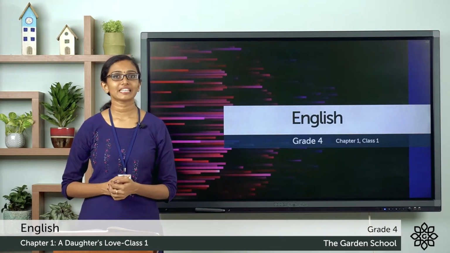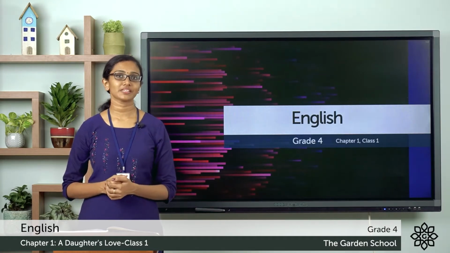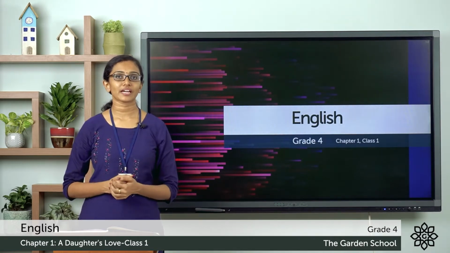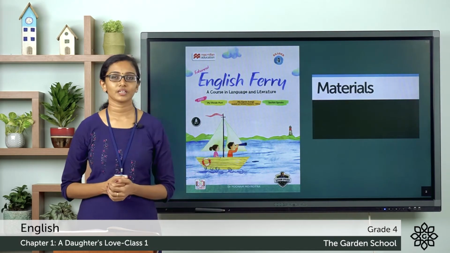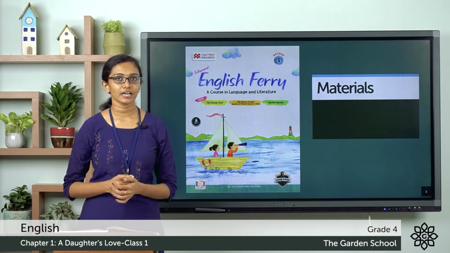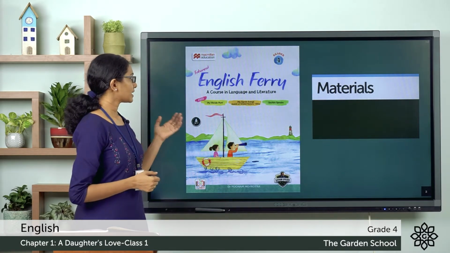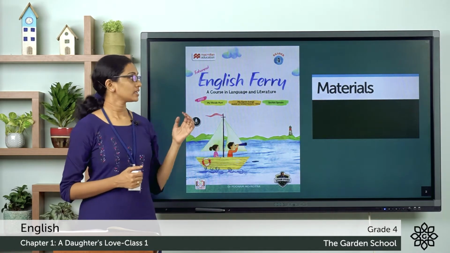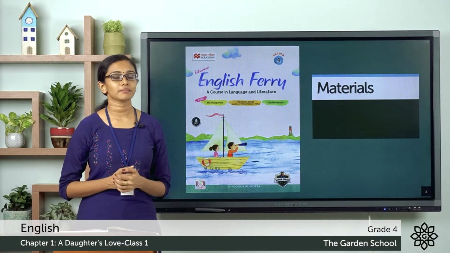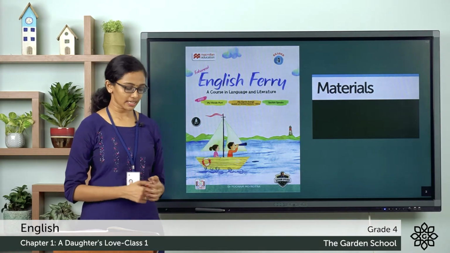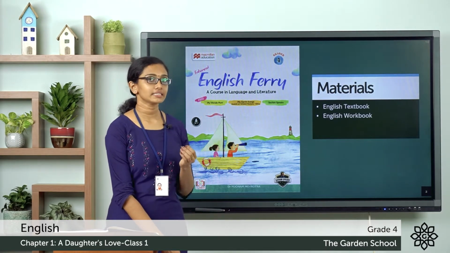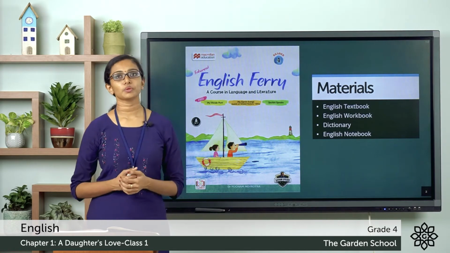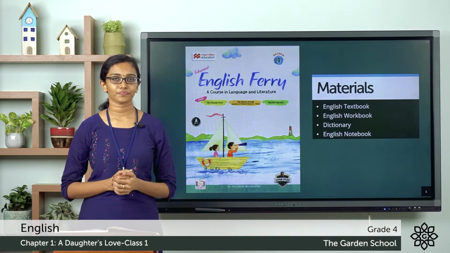So before we begin the lessons, let's get familiar with the materials we need to make learning English a much more interactive and fun experience. So first things first, the textbook. As an English reader, we'll be following Enhanced English Fairy Reader for Grade 4 by Macmillan Education. You'll also get an English workbook, and you also need a dictionary and a notebook for taking down notes.